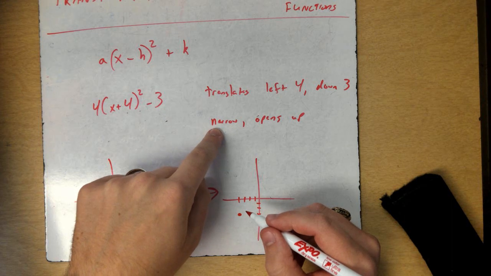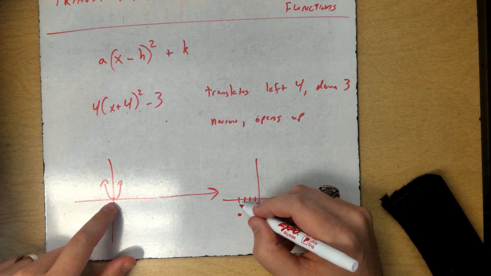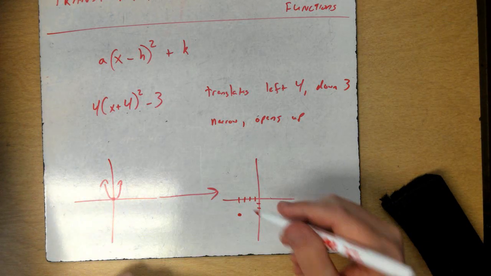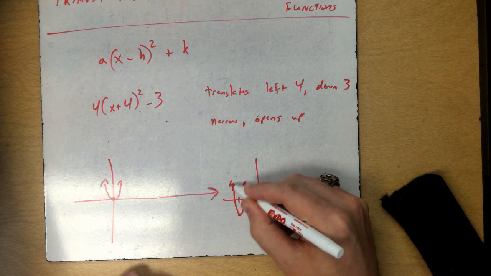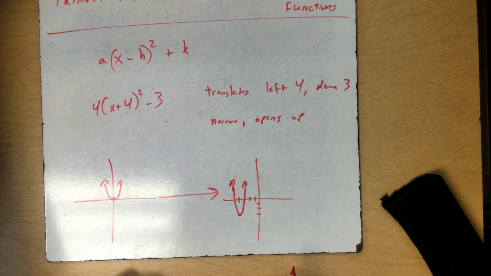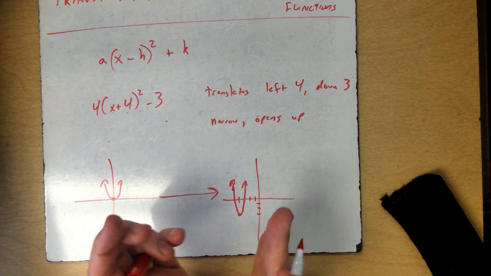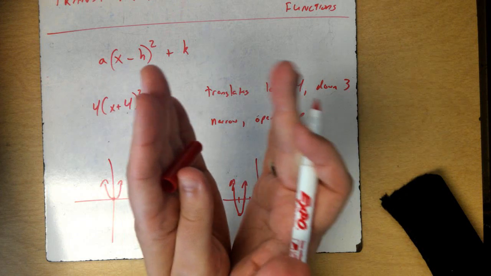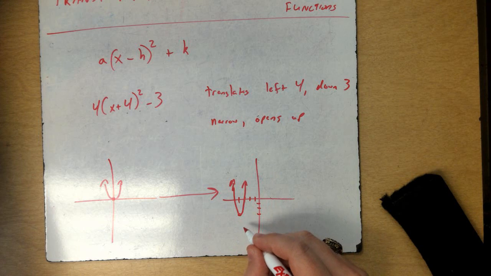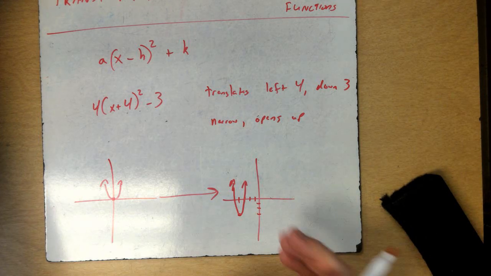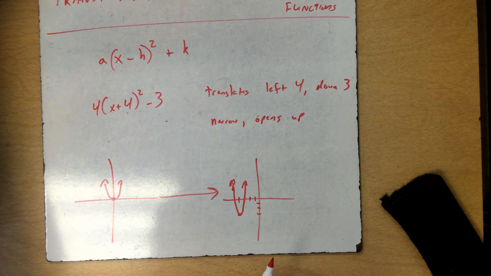Now, it's a narrow graph, and it opens up. It's positive 4, so it opens up, and it's going to be narrow. So if this is my parent function, it has to be narrower than that. So we're going to do this. Something like that. See how it's not as wide as this one here? The shape of it is not as wide. So it's narrower. It's compressed, and we've translated it to the left and down. It's narrow, and it still opens up. So that's why we moved this graph.